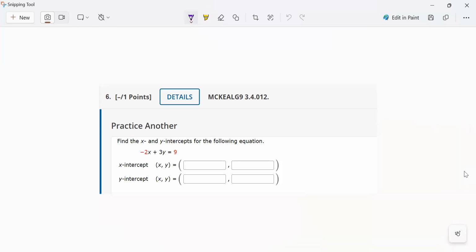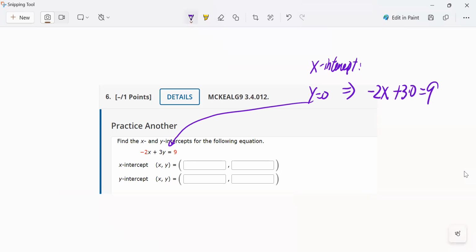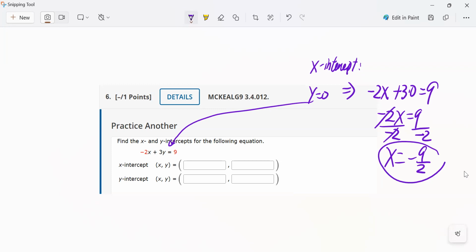Okay, guys, let's go to solution. So for x-intercept, you set y equal to 0. So y equals 0, then we solve for x. That means replace y with 0 in the original equation, right? And then we find our x value. So it's negative 2x plus 3 times 0 equals 9. So negative 2x equals 9. And divide both sides of the equation by negative 2. Cancel that. X is negative 9 over 2. So the x-intercept will be negative 9 over 2 and 0. So that's first one. First x-intercept and second y-intercept.